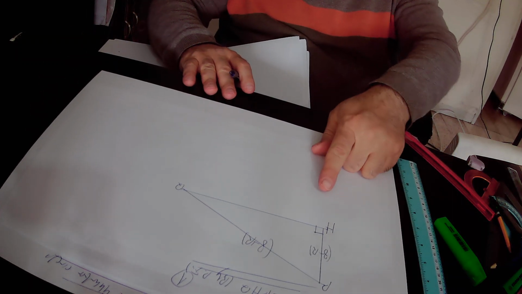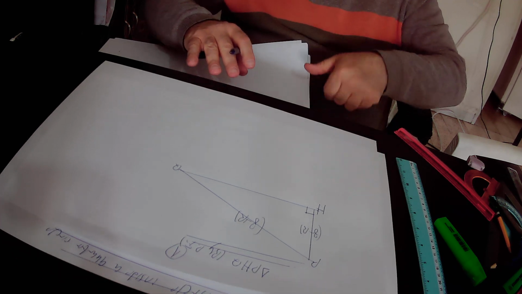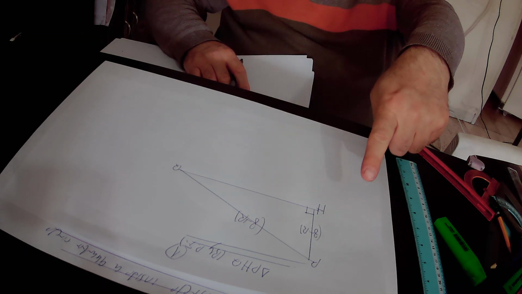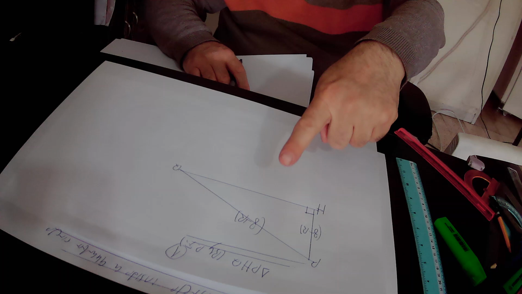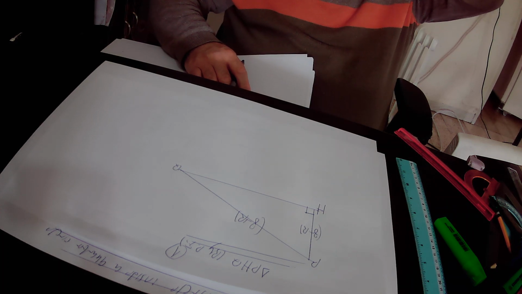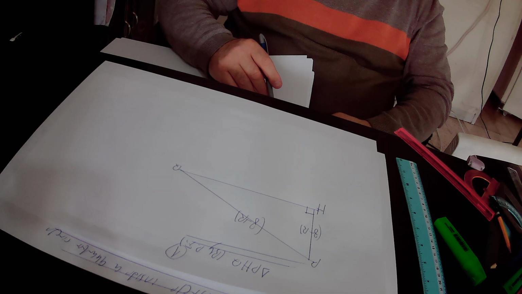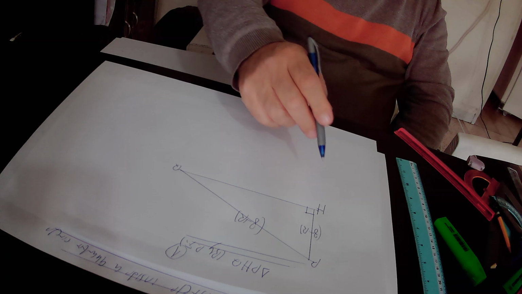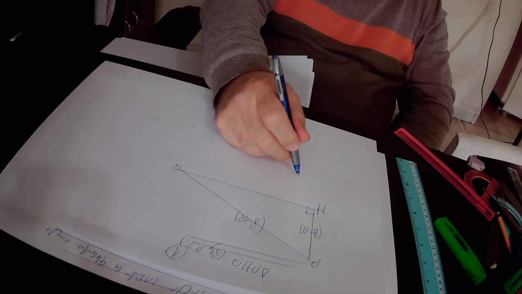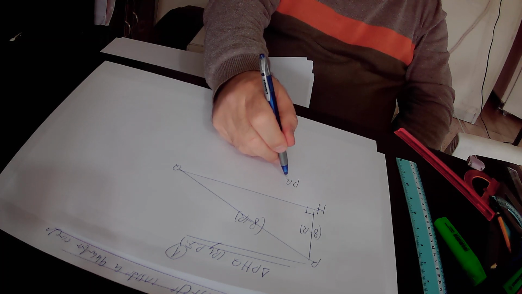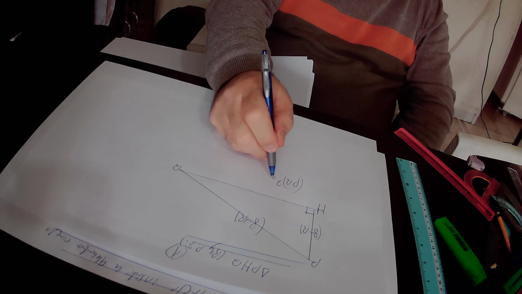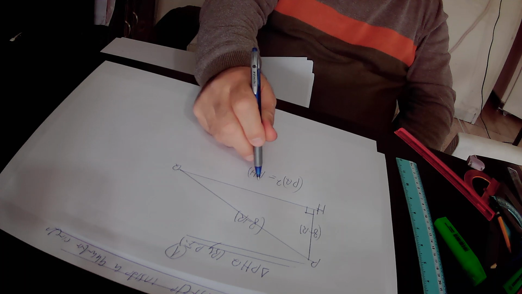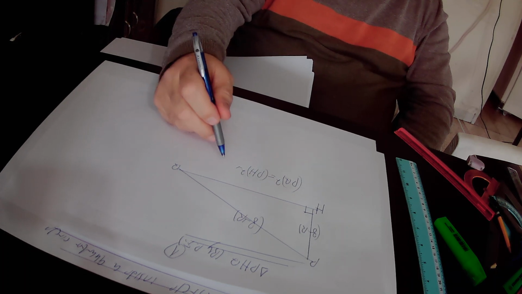This is the right triangle PHQ that I copied from the original drawing. Side PH equals 8 minus R, HQ is unknown. The hypotenuse PQ equals 8 plus R. According to the Pythagoras theorem, in this right triangle PHQ, the square of the hypotenuse, that is PQ square, equals PH square plus HQ square.